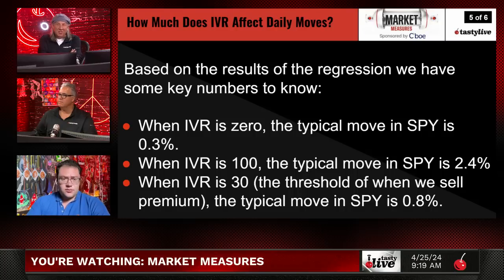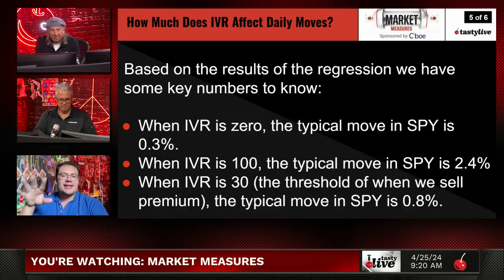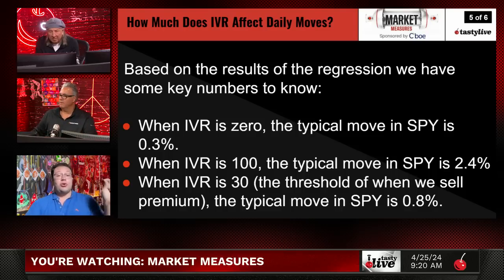When IVR is 0, the typical move in the SPY is 0.3%. When IVR is 100, the typical move in the SPY is 2.4%. When IVR is 30, the threshold of when we sell premium, the typical move is 0.8%. Based on that statistical model, these are the mins and the maxes. If you could estimate how much the SPY would move based on IV rank alone, knowing nothing else, this gives you a range of what you can expect to see in terms of a daily move.